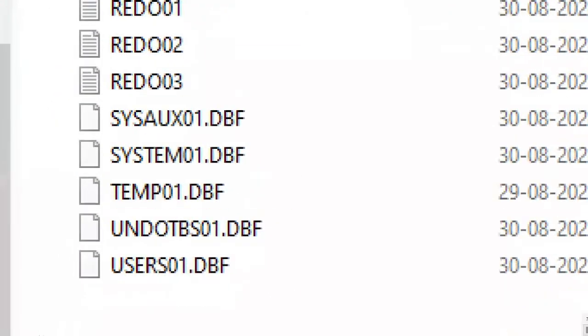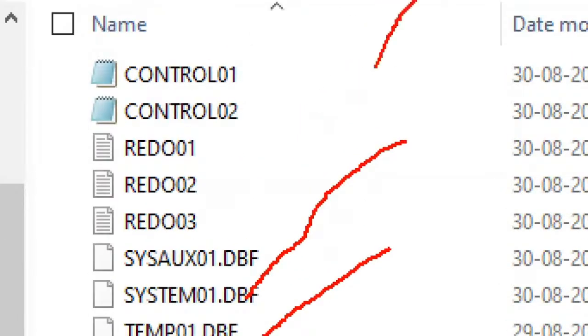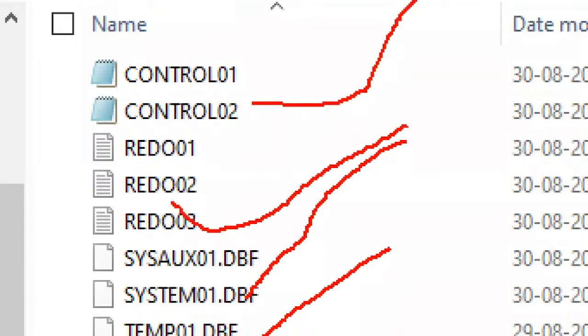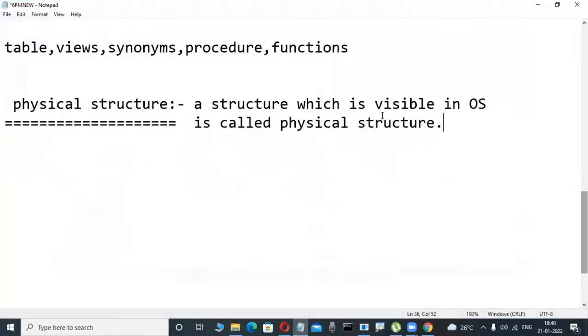These are data files, .dbf files. What is this? You don't have an idea, later you will be familiar. Here are control files and redo log files. That's why it is a structure which is visible in the operating system. Maybe some files are visible or not. That is called the physical structure.